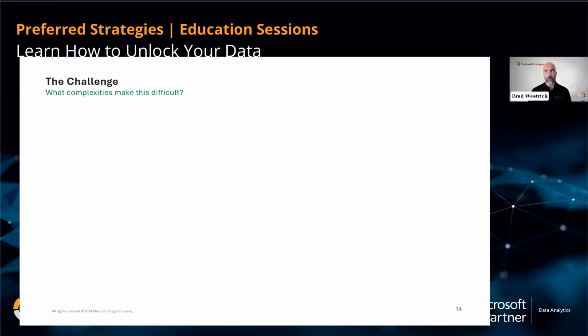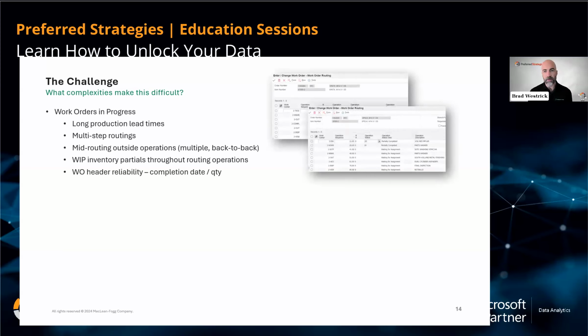We have some facilities that have simple routings, single step routings. This facility is very different, right? We have typically large production work orders with long lead times. They're typically high volume orders with multiple routing operations. Most of those have outside operations, and most of them have multiple outside operations within that same work order. So definitely some challenges there.